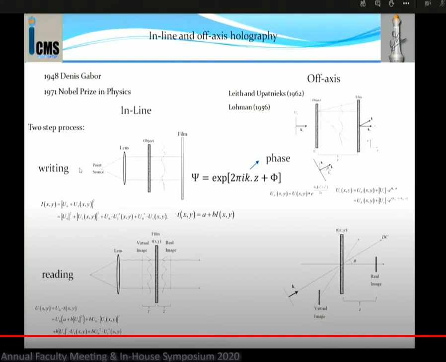It's a two-step process, writing and reading. Gabor's proposal was inline holography, and he had to abandon his method because he could not get rid of the twin image issue, until Leith and Upatnieks used a tilted beam illumination, which separated the DC component and the twin image components. Holography is a well-established and widely used technique in many branches of science and technology.